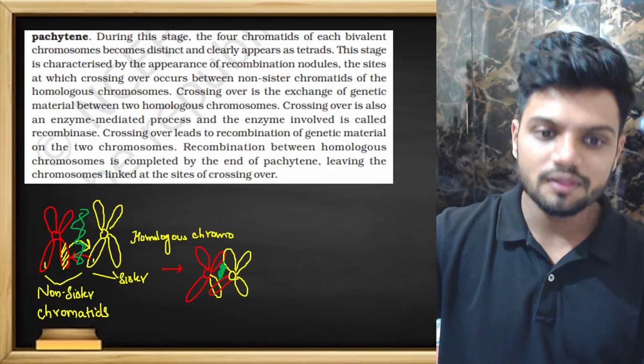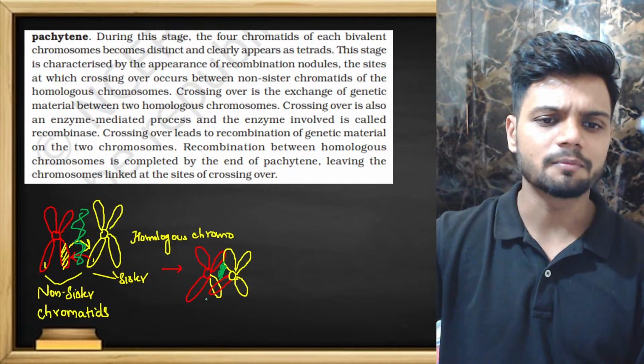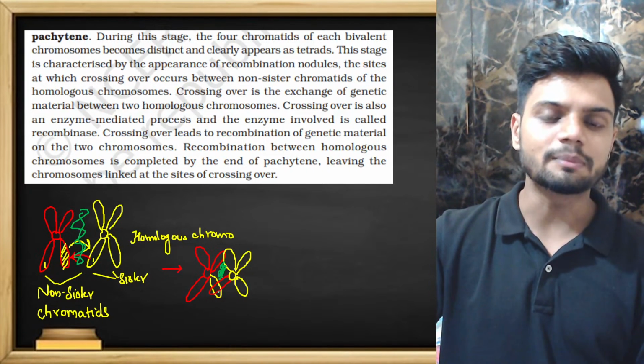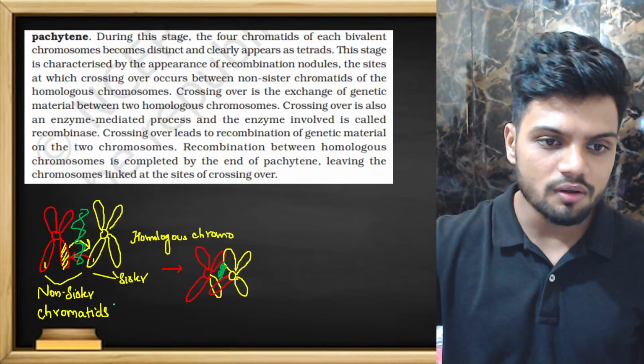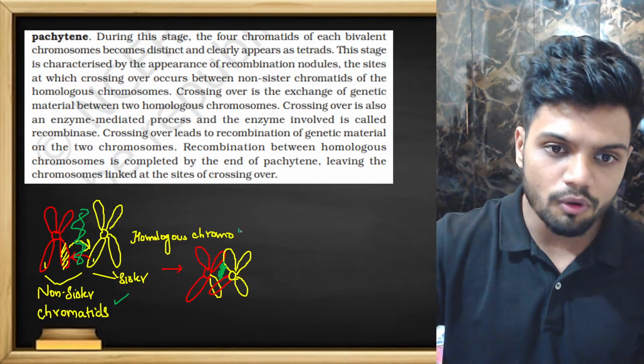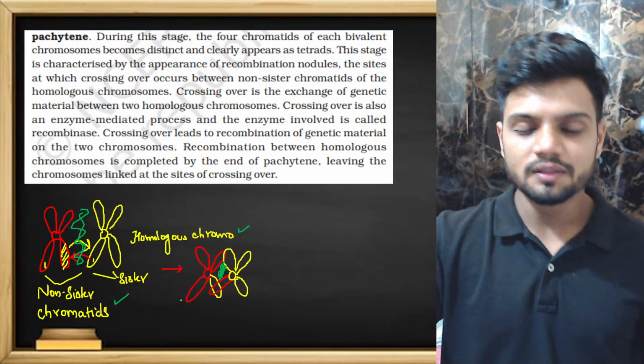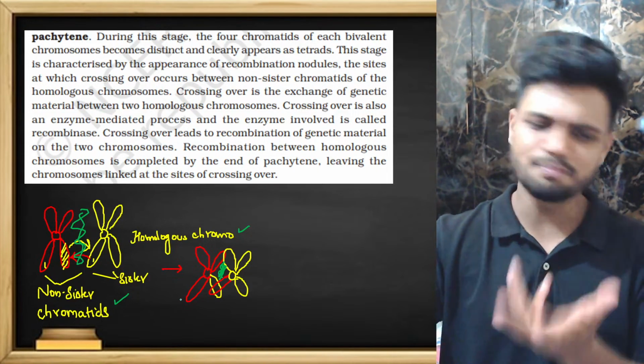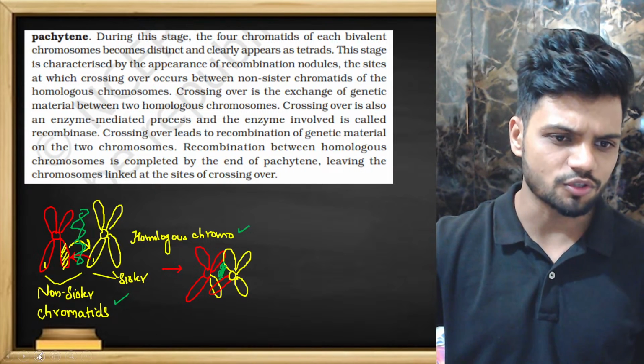Now, what exactly happened here? There was exchange of genetic material, exchange of genetic material between non-sister chromatids of homologous chromosomes. This entire process is called what? Crossing over. Simple, very simple. It is called crossing over.